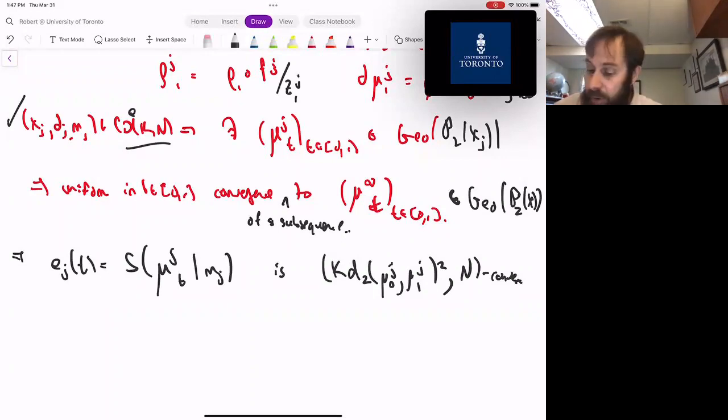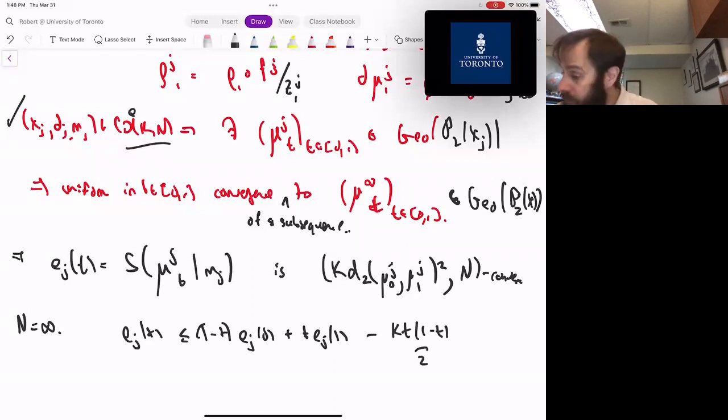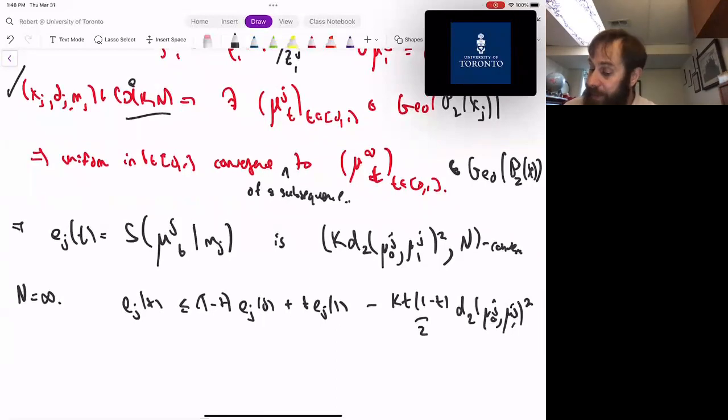And now there's a couple of cases. I was starting to discuss the case N equals infinity. And what this KN convexity means when N is infinity is it just means that E_j(t) is less than or equal to (1 minus t) E_j(0) plus t E_j(1) minus K t(1 minus t)/2 times the distance squared between mu_0j and mu_1j. And so basically what I wanted to do was pass to the limit in this inequality when N equals infinity. That's about where I was.